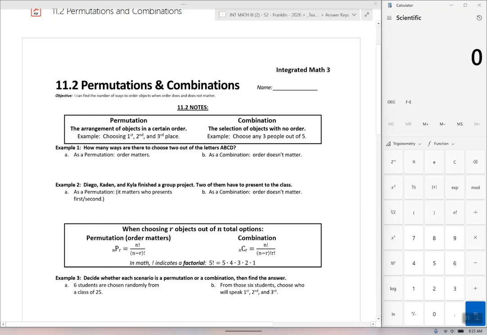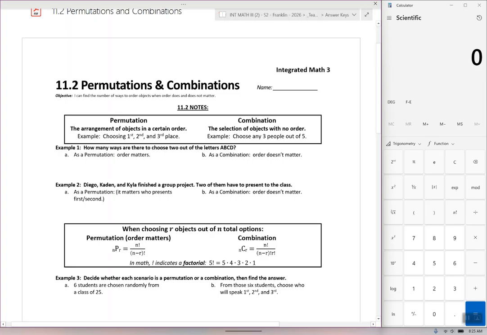11.2 Permutations and Combinations. In these notes, we're going to expand on what we talked about with the fundamental counting principle in 11.1. We're going to find the number of ways to order objects, both when order does and does not matter. So instead of thinking about how many possibilities there are, we're going to look at how many ways we can choose a certain number of objects out of a total.